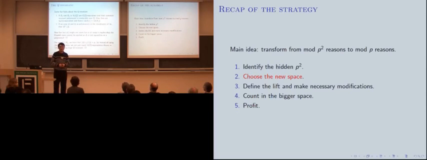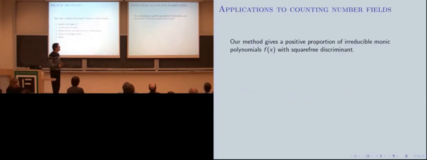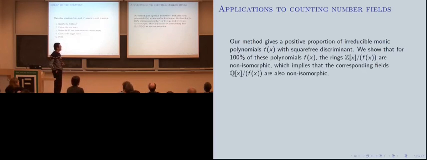Okay, so that's a sketch of theorem 1, square-free discriminant. For the remaining 10 to 15 minutes, I want to talk about the applications to counting number fields. Our results give the correct proportion of polynomials with square-free discriminants. How are we going to use that to construct different number fields?